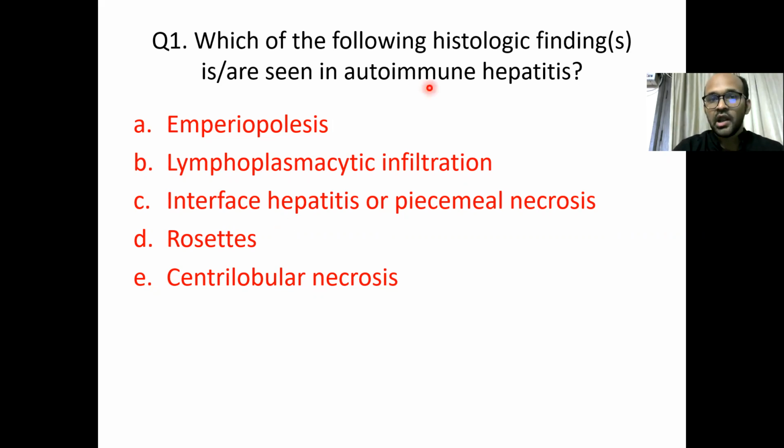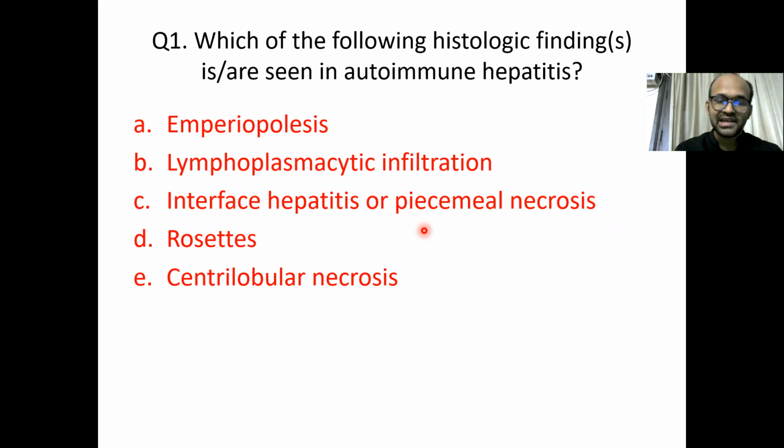Lymphoplasmacytic infiltration is again classical of autoimmune hepatitis, and also of IgG4 related disease. In IgG4 related disease we also have lymphoplasmacytic infiltration, but it rarely affects your liver parenchyma. While in autoimmune hepatitis, we have lymphoplasmacytic infiltration with interface hepatitis or piecemeal necrosis. Interface hepatitis is when we talk about the portal tract, so we have inflammatory infiltrate around the portal tract.